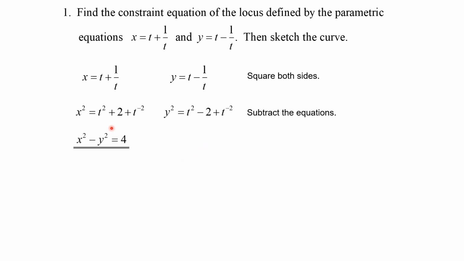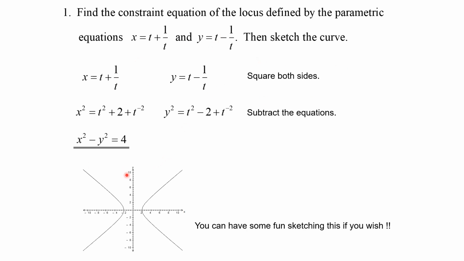Okay? So the first one minus the second one, you will get x² − y². This function minus this function, you will actually get 4, because you eliminate the squares and the negative 2 powers. And so therefore, this is a constraint equation of the locus defined by this parametric. If you want to have fun drawing it, you can sketch this. You can even use the equation grapher or the Desmos graphing function on your phone, and you can graph this equation.